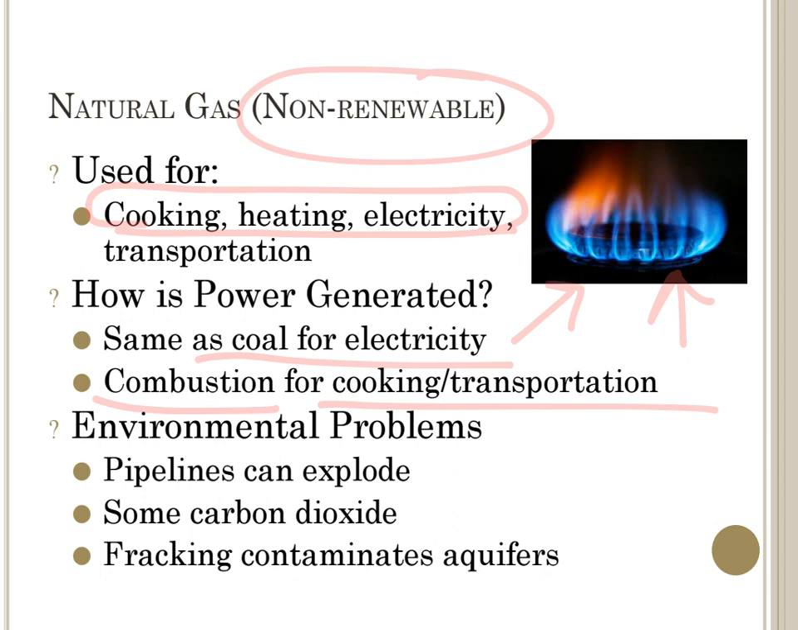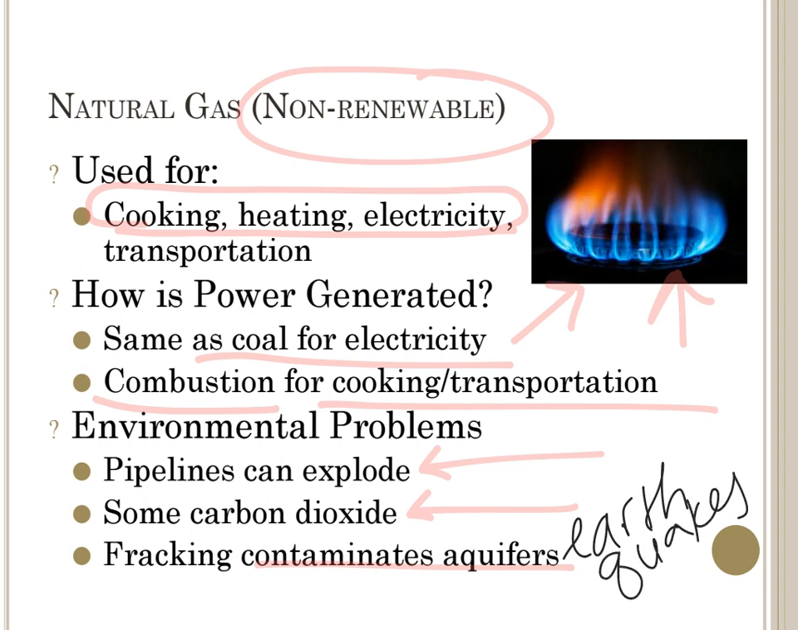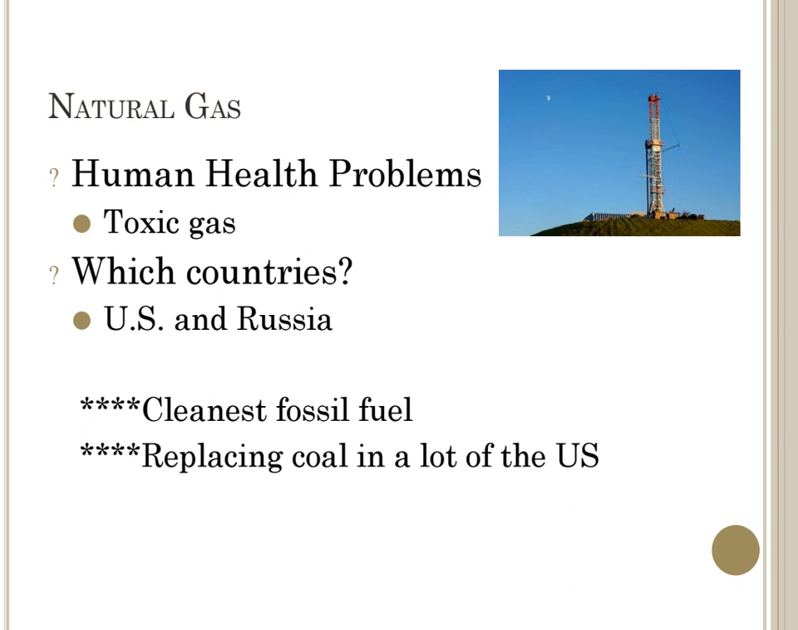Some environmental problems: pipelines can explode. That does happen sometimes in the US. There's some carbon dioxide, not as much as the other two fossil fuels. And then fracking can contaminate aquifers. Oh, add on there earthquakes. I forgot to have that on here too. So, and earthquakes for fracking. The human health problem is that it produces a toxic gas, but we can manage that pretty well in our homes and it doesn't usually cause issues.